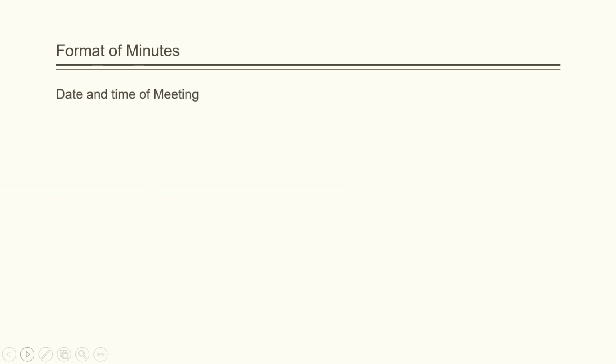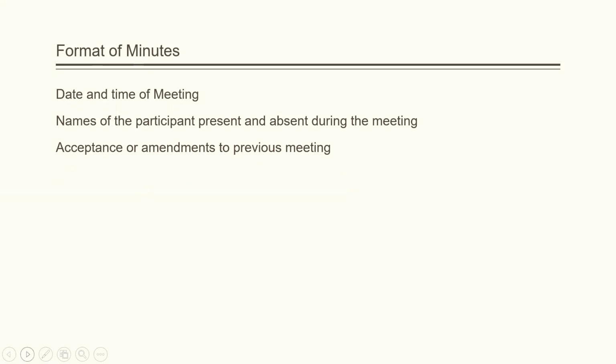First, you have to provide date and time of meeting, names of the participants present and absent during the meeting, acceptance or amendments to previous meeting. That is, is there any change or is there anything that is accepted as far as the previous meeting is concerned? So you have a mention.